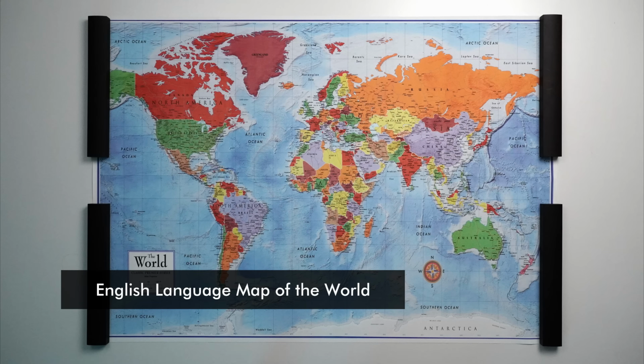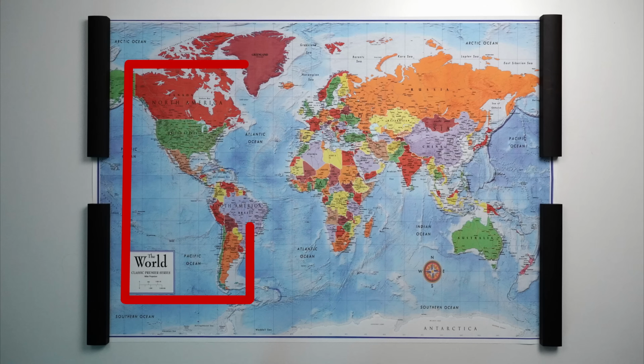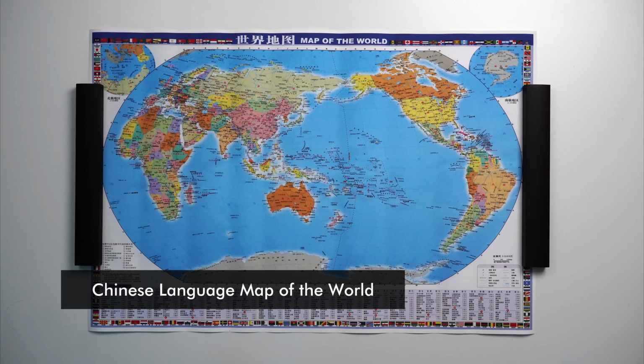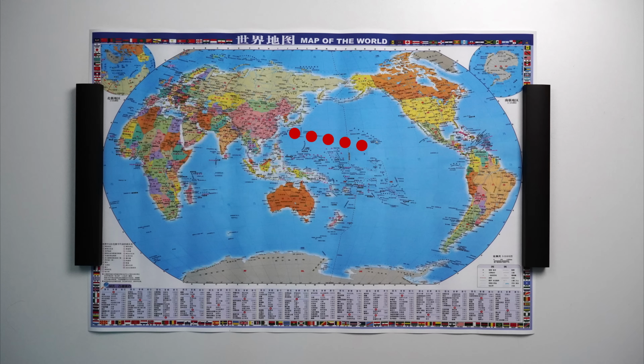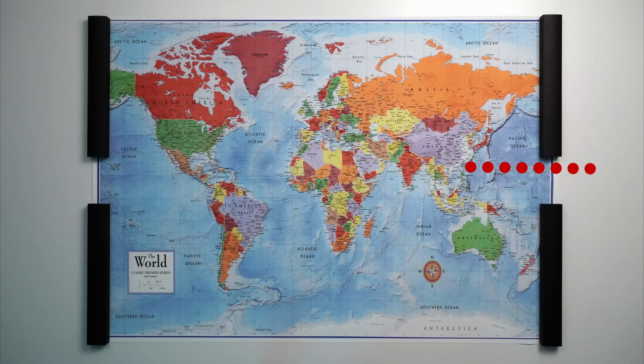So this is a map of the world in English, and what you notice is that the Americas are on the left-hand side of the map. Compare that to a Chinese world map, and you can see it is totally different, with the Americas off to the right-hand side, with Asia, including China, closer to the middle. Now, this obviously makes sense from a Chinese perspective, because you're able to see where the Americas are in relation to China. Whereas in the English map of the world, you can't see how far away the Americas are, and you can't see how big the Pacific Ocean is.